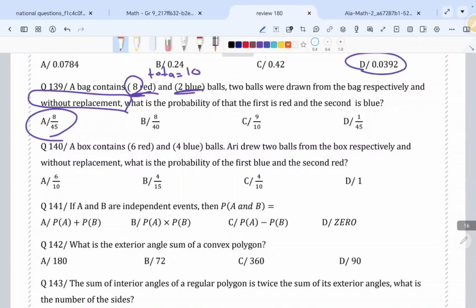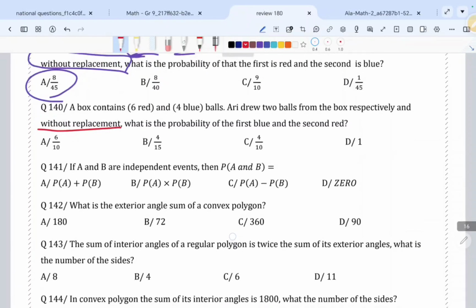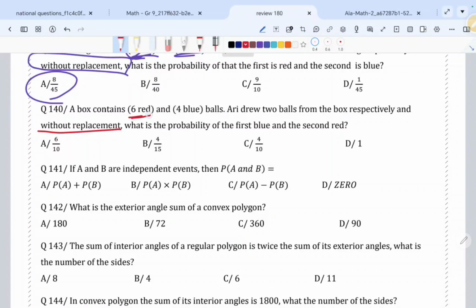Again, this one is without replacement. You have 6 red and 4 blue. Again, total is equal to what? 10. The first one was blue. Probability of blue. Blue is what? 4 out of 10.